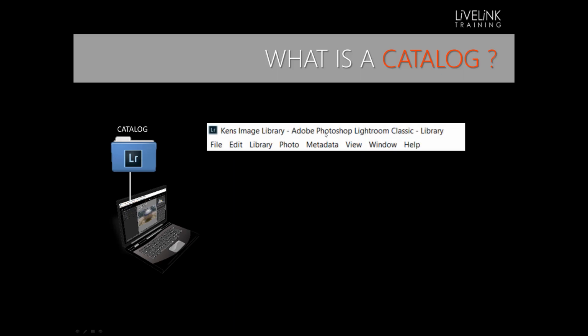And if you look at the top of my Lightroom, I've got Ken's Image Library. This is the catalogue that I've made. You can make as many catalogues as you like, by the way. But this one is the one that I've made. It's my personal one. And it just tells you, oh, it'll be Photoshop Lightroom Classic, and it's the library.